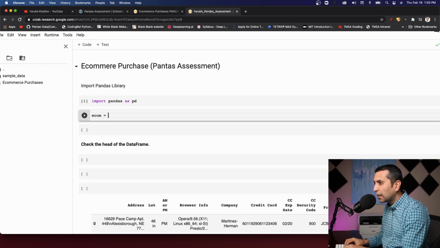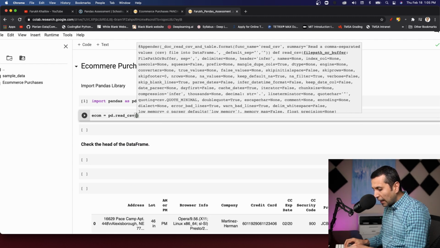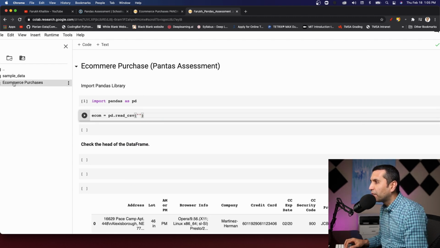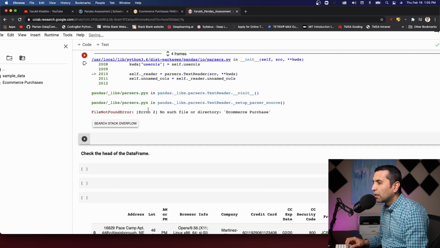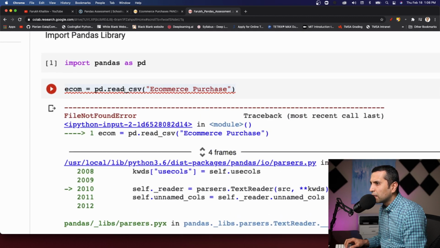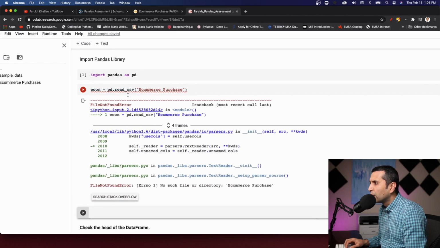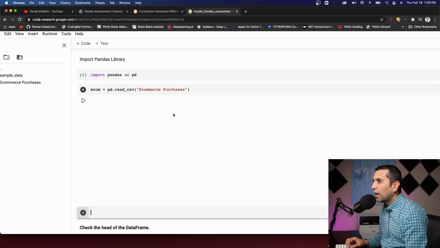So I will say ecom, and from pd, I will read my CSV file. And I need to provide exactly the file name that is here. It's e-commerce purchase. So I will say e-commerce purchase. Perfect. Let me run it. It gives me an error. That means I misspelled something. Let me see. Yes, it's purchase. So yes, it was misspelled. Let me put it. And perfect.